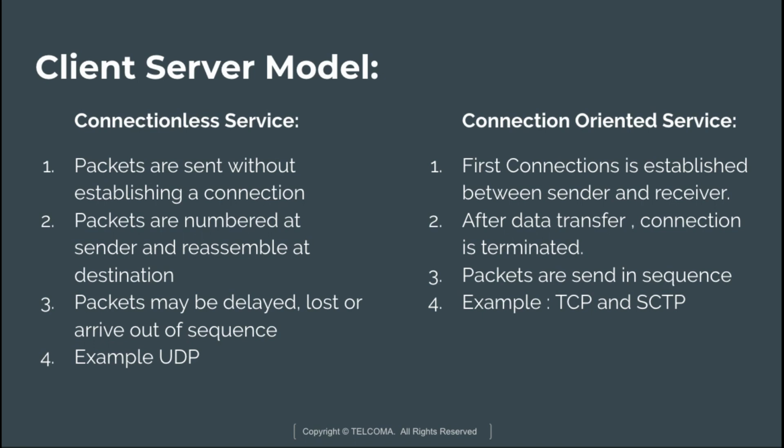In connectionless services, the packet may be delayed, lost or arrive out of sequence, whereas in connection oriented services there is no delay or loss of any packet in the network. An example of connectionless service is UDP, that is User Datagram Protocol, and connection oriented services use protocols like TCP, Transmission Control Protocol, and SCTP, that is Stream Control Transmission Protocol. So this is about connectionless services and connection oriented services.